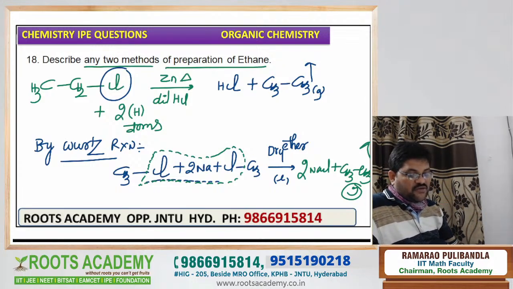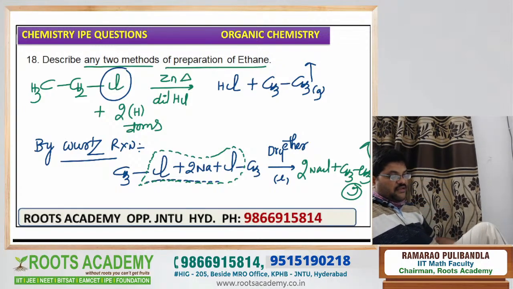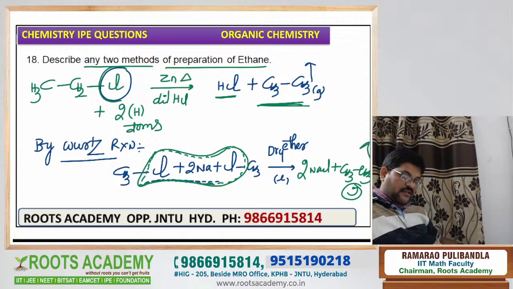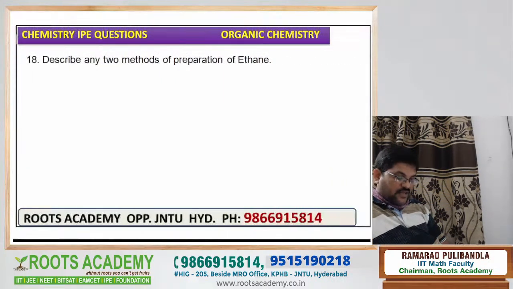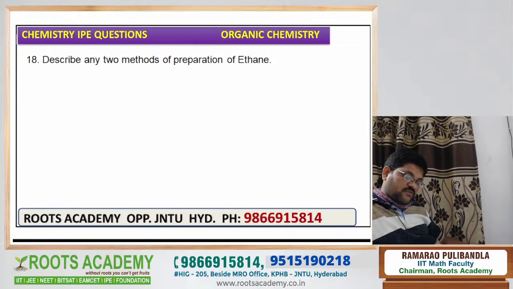So these are the preparation methods of ethane. The first method: ethyl chloride heated with zinc dust in the presence of HCl gives two nascent hydrogen atoms. One combines with the chlorine atom and is removed as HCl, and ethane gas is liberated. And the second: two moles of methyl chloride heated with sodium metal in dry ether, with loss of NaCl, and ethane gas is liberated. Simple explanation, students. And go to the next one.